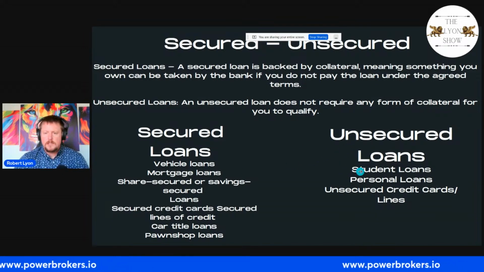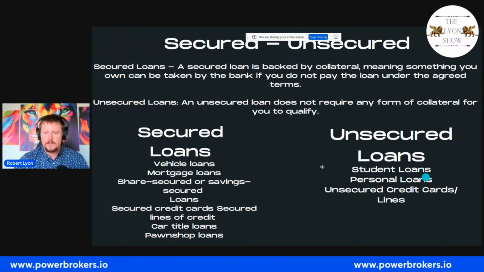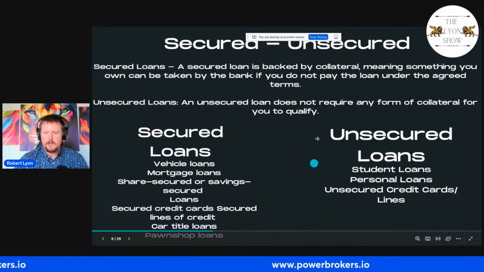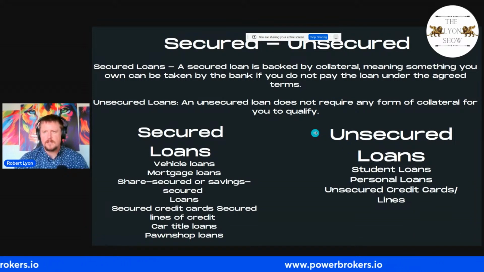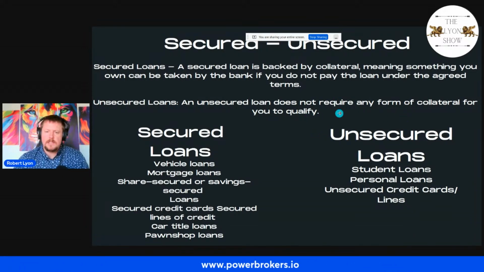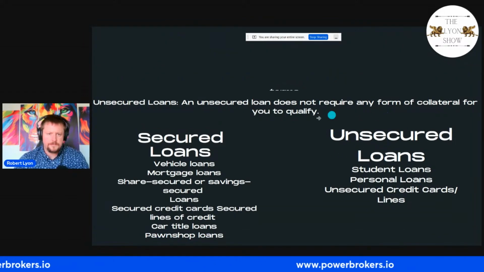Unsecured loans: student loans, till death do you part, personal loans, unsecured credit cards, and lines of credit. So typically, whenever we're doing funding, we want to go for these unsecured loans because we want to put it all on the credit report or put it all on the business, because there's nothing that the banks are going to be able to take back from us. But these are typically going to have higher interest rates. There's going to be a reason that they're giving you an unsecured loan or an unsecured line of credit.